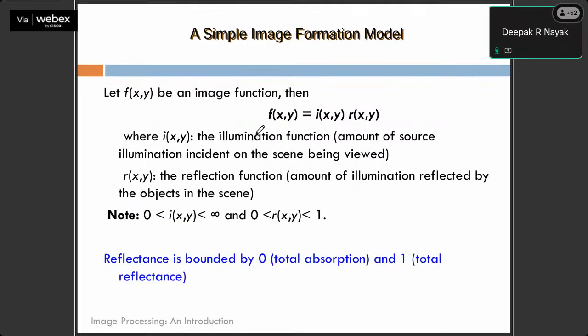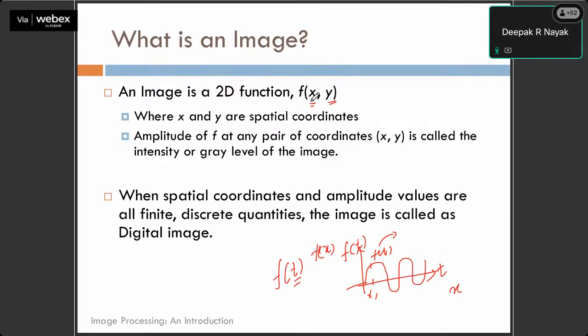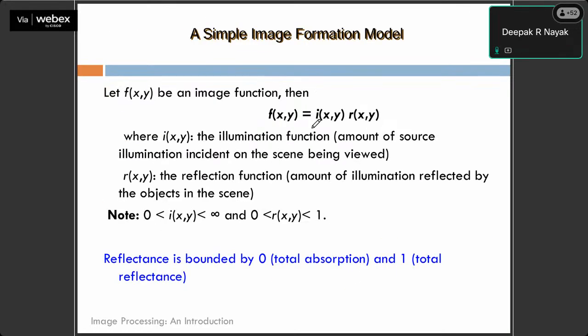How can we define this f of xy? Because we know that image is dependent on two things. One is the light source, which is the illumination function, the amount of light that falls on this object surface. And second, very important, is the reflectance property of the surface. So this function f of xy can also be written as i of xy times r of xy.